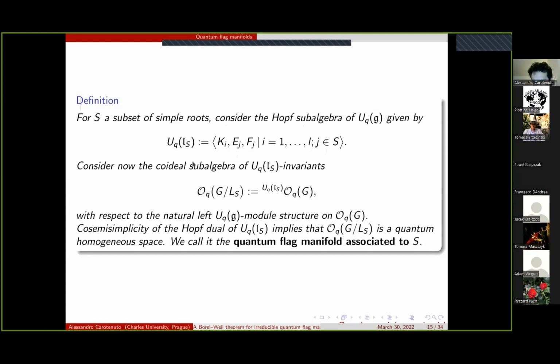Now, this U_q(L_S) is a Hopf subalgebra of U_q(g) by construction. And I can look at the coideal subalgebra of O_q(G), since U_q(L_S) of U_q(g) has an action on its Hopf dual O_q(G). U_q(L_S) has an action on O_q(G), and I can look at the U_q(L_S)-invariants. And this, I will call the quantum flag manifold associated to S, O_q(G/L_S).